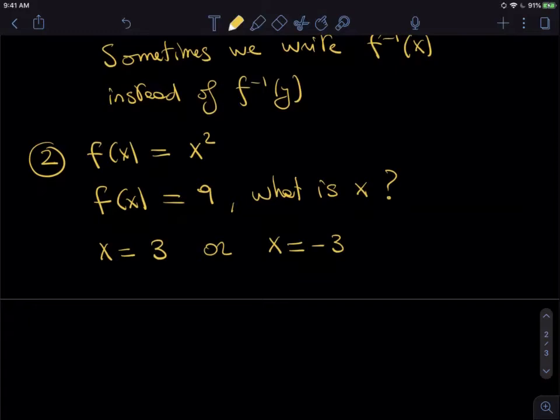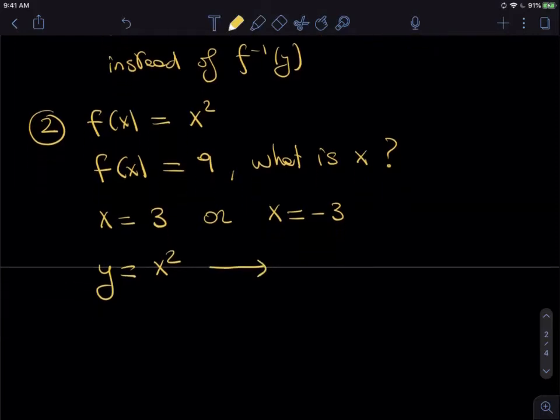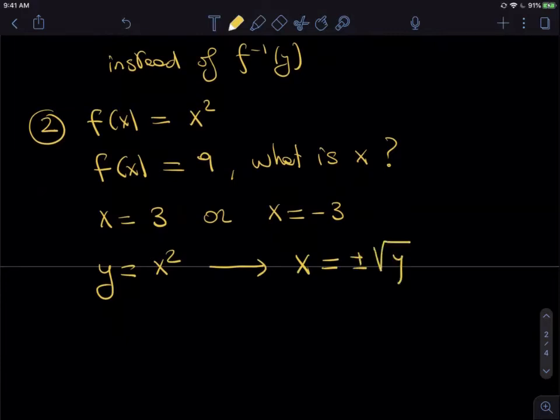So in this case, we have y equals x squared, right? When we try to solve for x, as we did before, there are two options. It's plus or minus the square root of y. Okay, so we need to choose one.